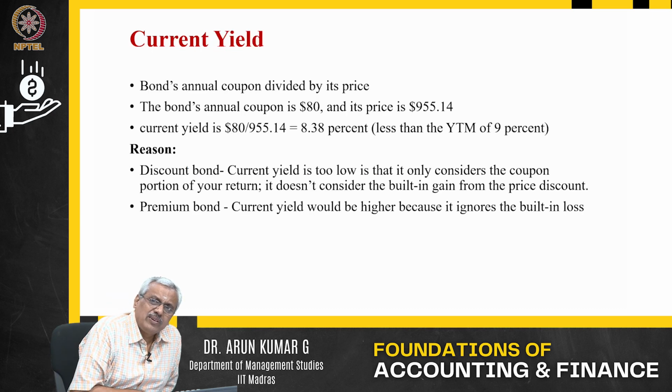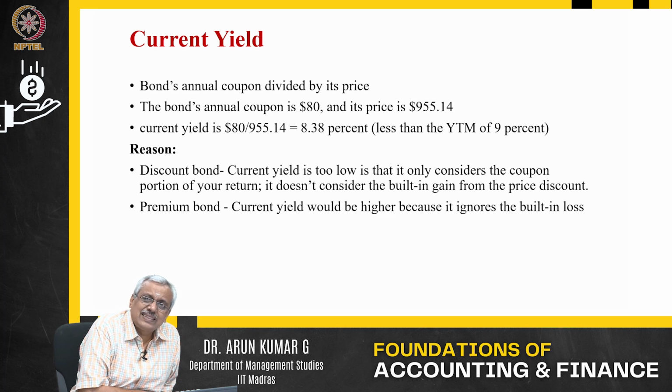After YTM, I will talk about the current yield. What is the current yield? The annual coupon divided by the price of the bond gives you the current yield. Supposing the bond is selling at par, 1,000, and the coupon is $80 annually. 80 divided by the face value of 1,000 gives me the current yield. It will be the same 8%.